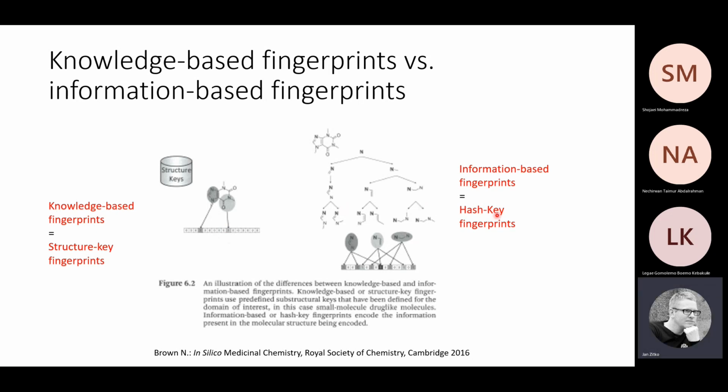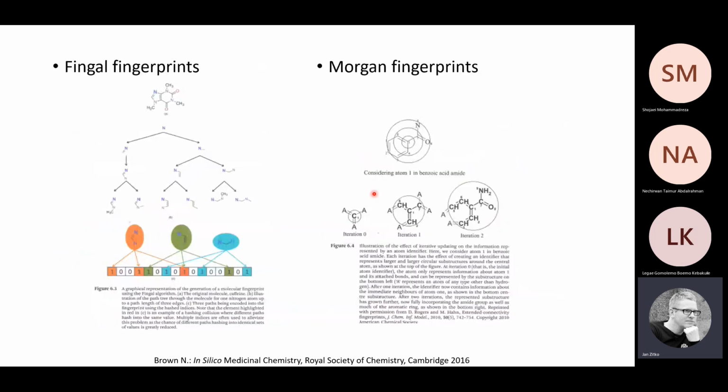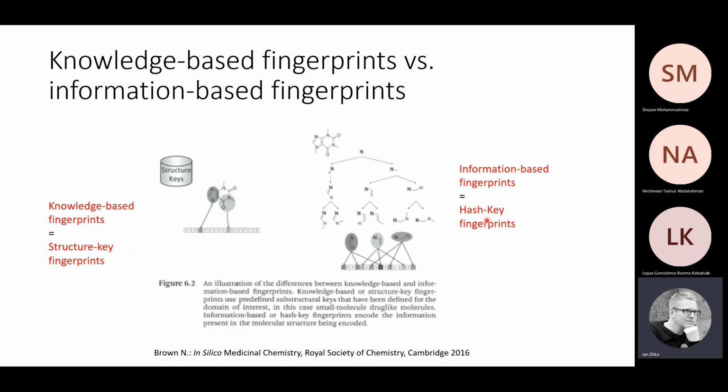On the right, we have the example of hash key fingerprints, which are specific in that the fragments are not defined in advance, but you just do the fragmentation of the molecule, and by the fragmentation, you define the fragments, which you then test for the presence in the molecule. I will give you an example on the next slide. So in the test, we are asking you, if I remember correctly, about Fingal fingerprints and Morgan fingerprints. These both belong to the hash key group of fingerprints.